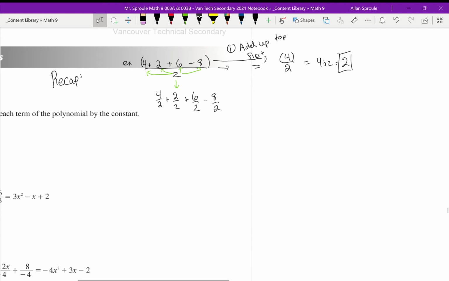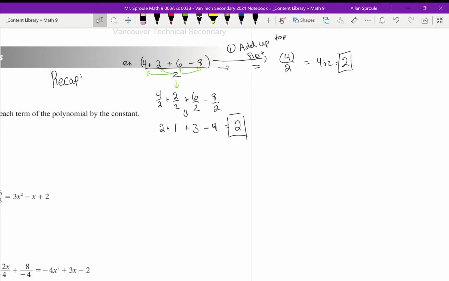Then I simplify this down. So 4 divided by 2 gives me 2. 2 divided by 2 gives me 1. 6 divided by 2 gives me 3. And 8 divided by 2 gives me 4, and I remember to bring the negative sign down. So now I have 2 plus 1 plus 3 minus 4. Plugging this in, 2 plus 1 is 3, plus 3 is 6, minus 4 gives me 2. So in both cases, I end up at the same answer.